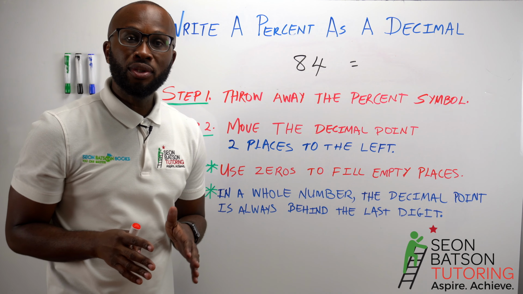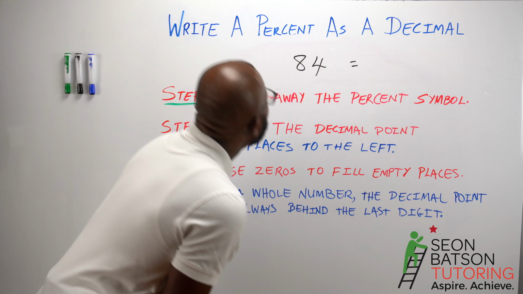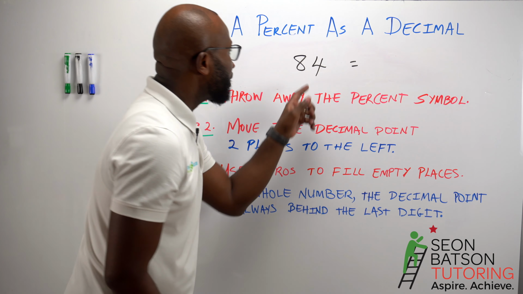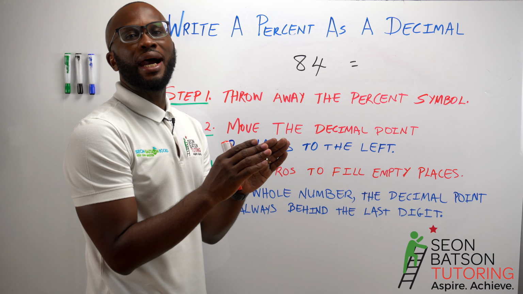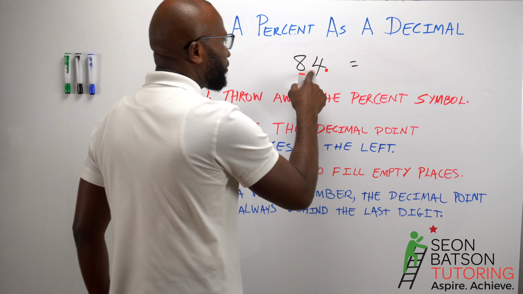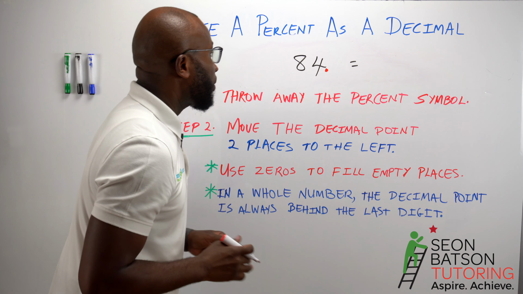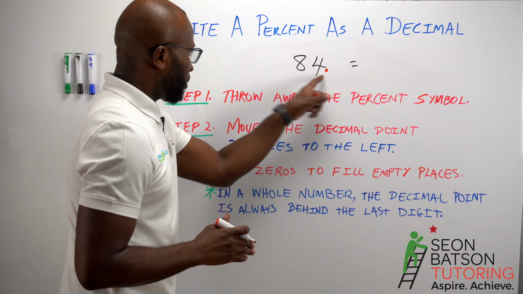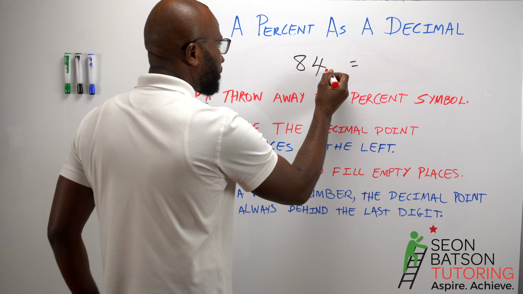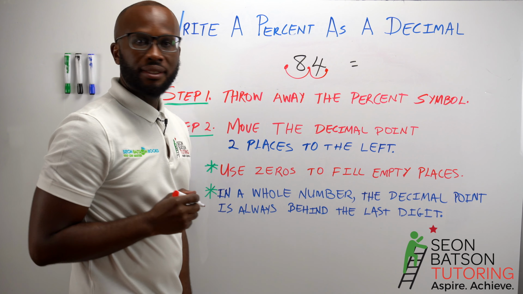And then step 2, we are going to move the decimal point 2 places to the left. I don't see a decimal point. Do you see a decimal point? Remember, in a whole number, the decimal point is always hiding behind the last digit. So the decimal point will be behind the 4 here, because the 4 is the last digit there. Now, after we put our decimal point, we have to move it 2 times to the left. 1 time, 2 times.